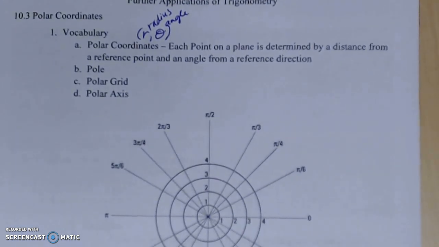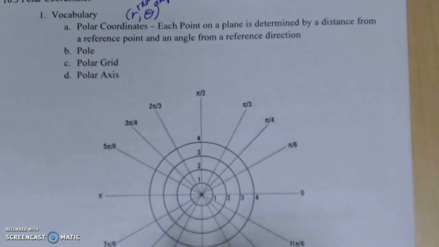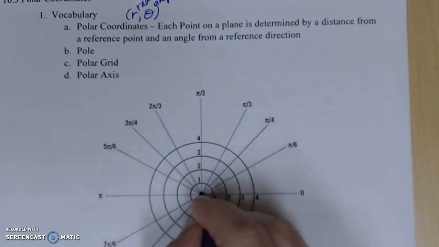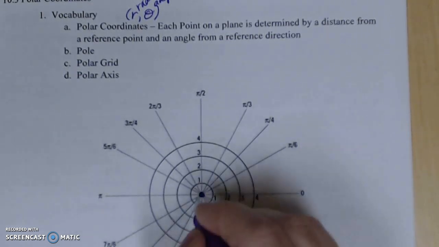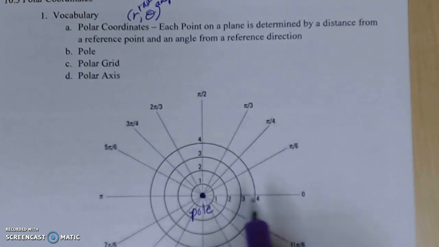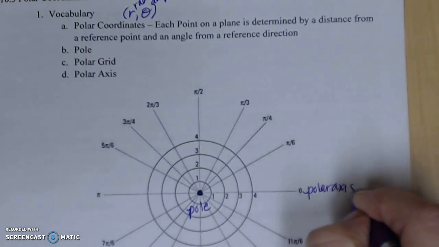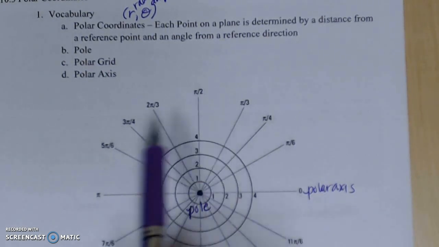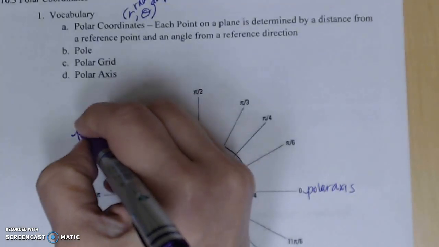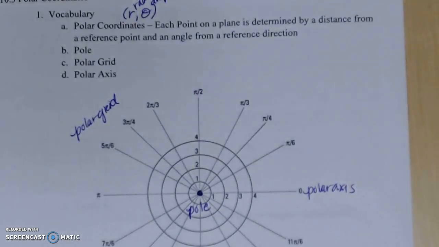Now I do have a nice little polar coordinate graph down here, so let me label a couple of things on it. This center point here on our Cartesian plane would have been our origin, but we call this the pole, kind of where everything centers from. This axis here is our polar axis, and this entire thing we call our polar grid. So just kind of some terminology to get us going.